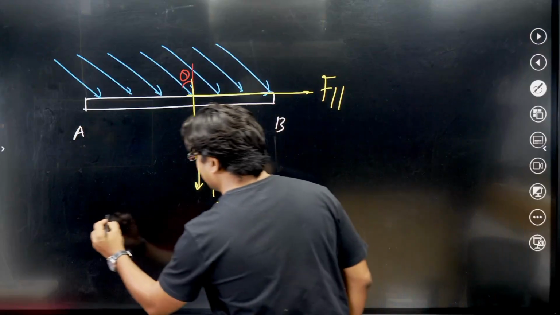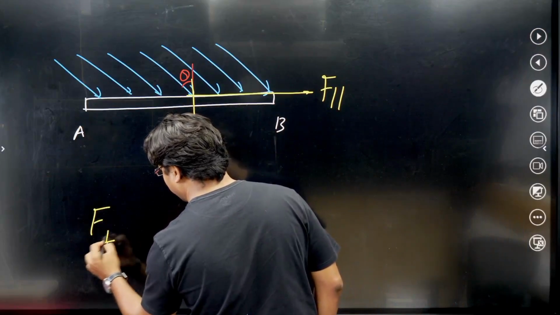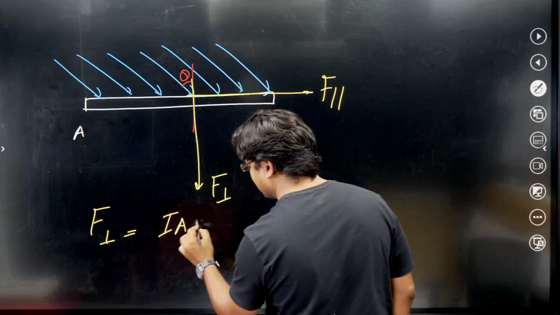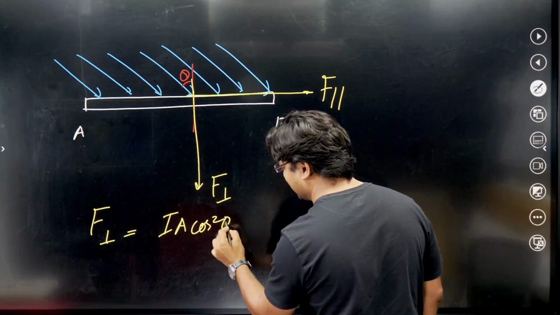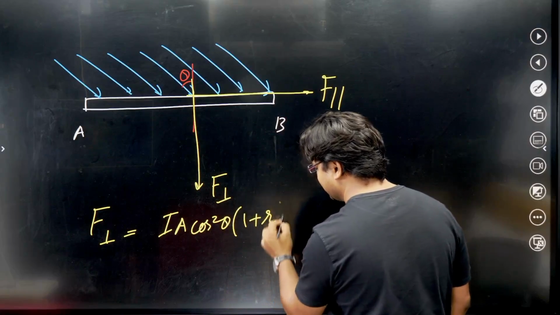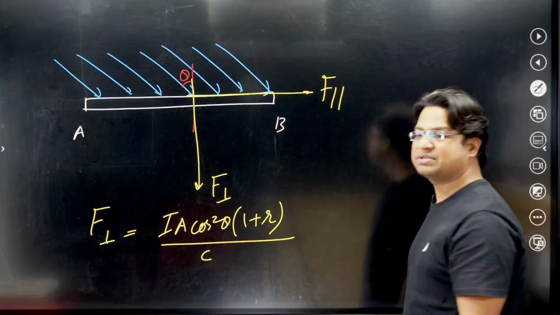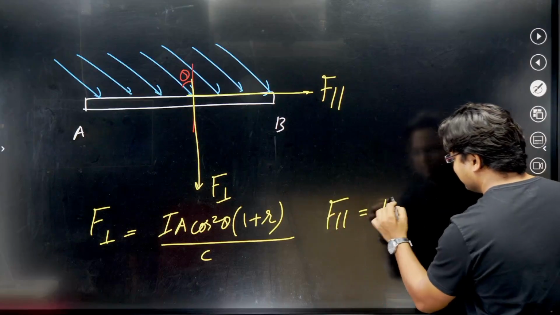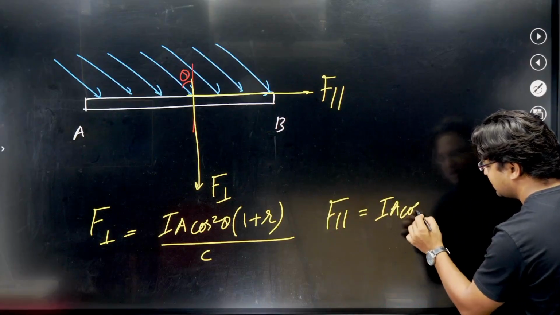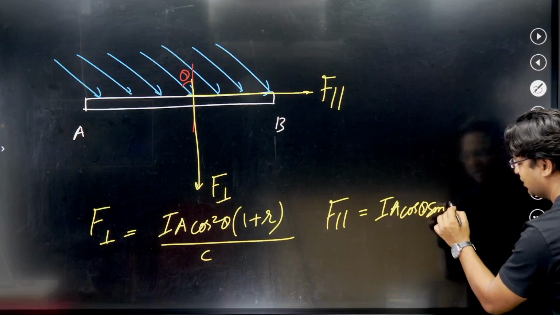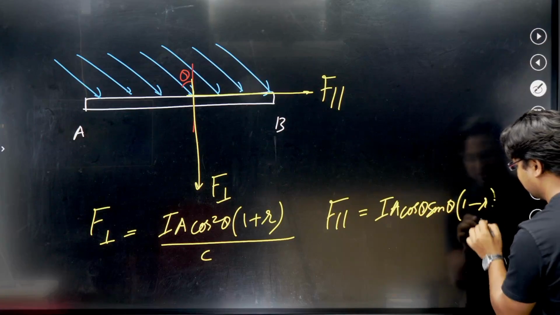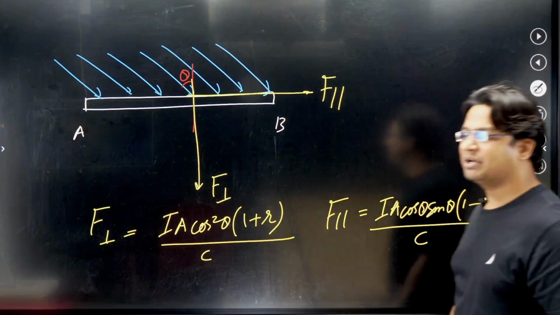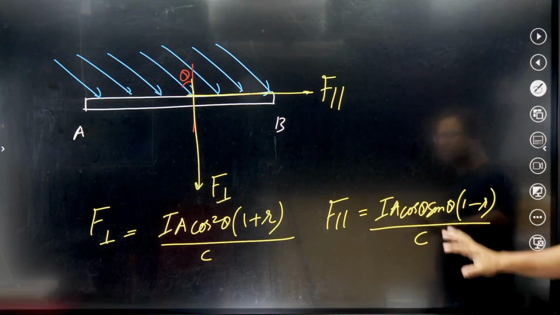And what is the formula, guys? So the formula for perpendicular component of force would be IA cos square theta into (1 plus r) divided by c. Here c is the speed of light. Okay, and F parallel would be IA cos theta sin theta into (1 minus r) divided by c. So notice that we have written both the expressions in terms of the parameters that were assumed to be given. So this is the formula.